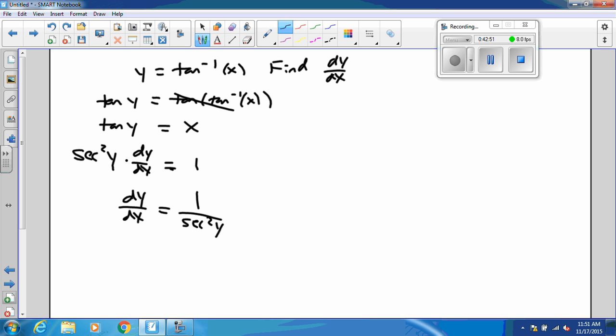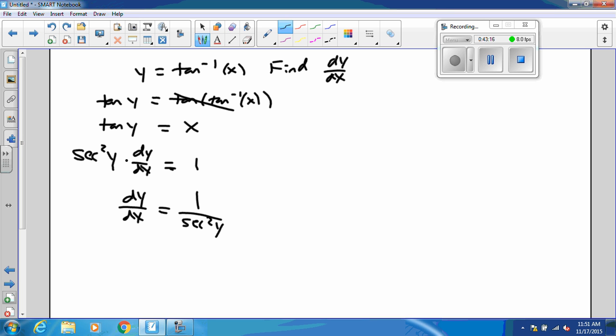So dy dx is equal to 1 over secant squared y. Very good. Do you know any trig identities that involve secant squared y? You're supposed to. Cosine squared? Oh no, 1 minus sine squared. This is the kind of thing that comes back to haunt you: when will I ever use this in real life? You don't know what it is because you didn't learn your trig identities.